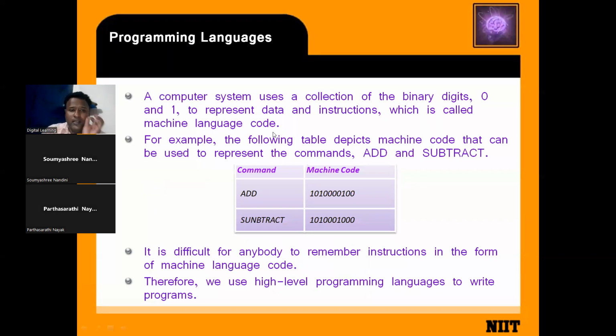A computer system uses the collection of the binary digit, which is called 0 and 1. Computer doesn't understand any language. Computer only understands the 0 and 1 format.